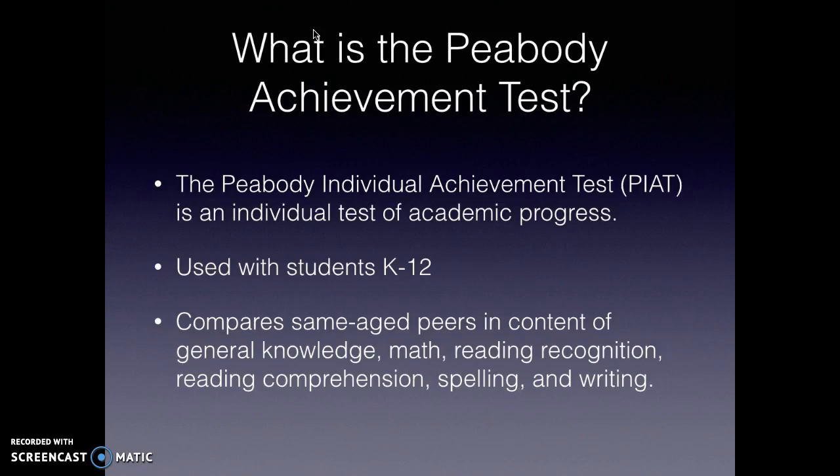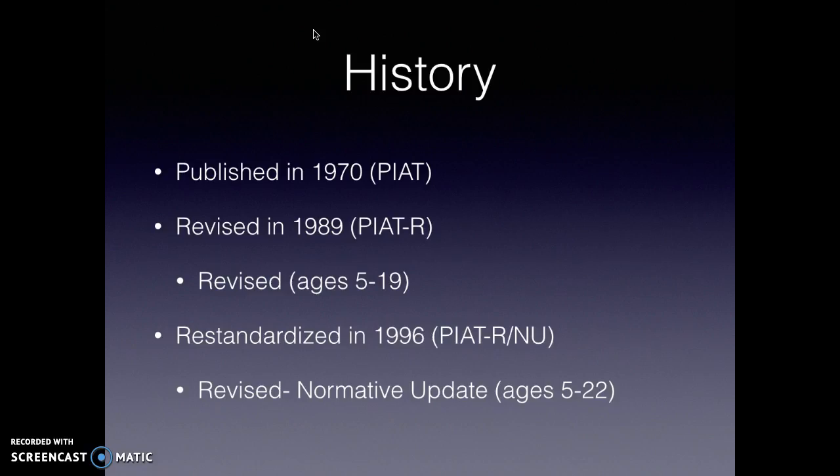So what is the Peabody Individual Achievement Test outside of a mouthful? The test is an individual test of academic progress. It is just each individual's levels of different age knowledge compared to everyone else. This is used for grades kindergarten through 12th grade, so it allows all grade levels and all ages within that age group to be measured. This compares same age peers in the content of general knowledge, math, reading recognition, reading comprehension, spelling, and writing.